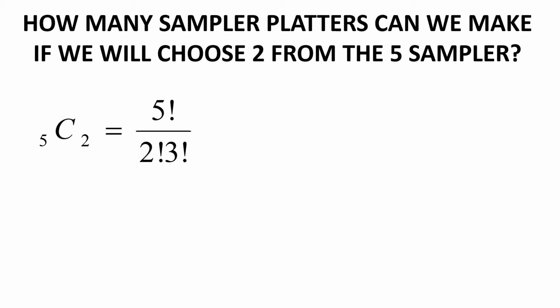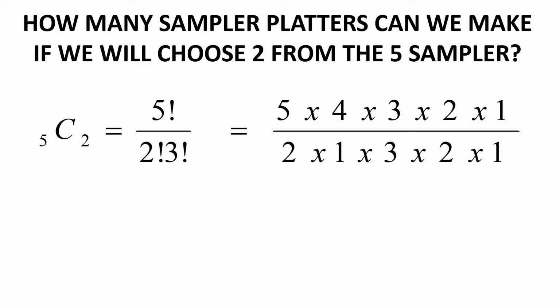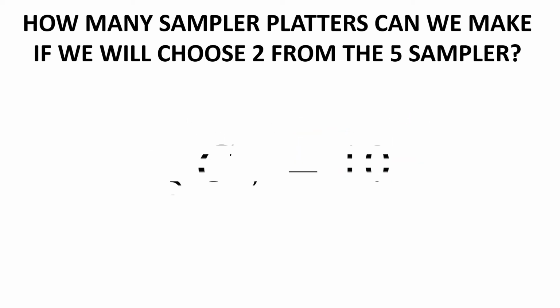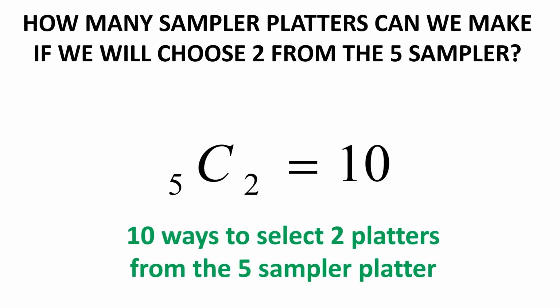So solve nyo muna yung nasa loob ng parentheses. So that will give us 5 factorial divided by 2 factorial times 3 factorial. So pwede nyo i-expand. So 5 times 4 times 3 times 2 times 1 divided by 2 times 1 times 3 times 2 times 1. So you can just cancel off yung 3, 2, and 1. You'll be left with 10. So there are 10 ways on how you can select 2 platters out of the 5 sample platters.